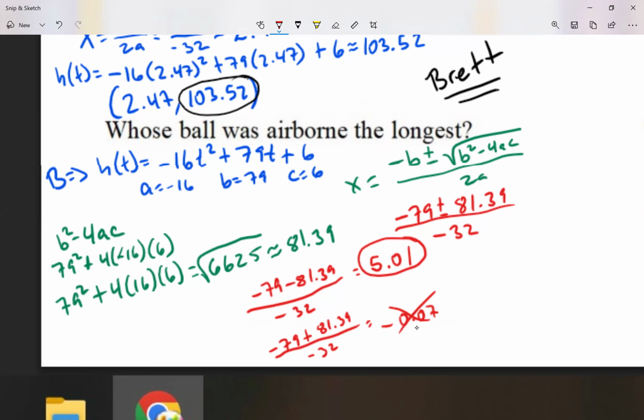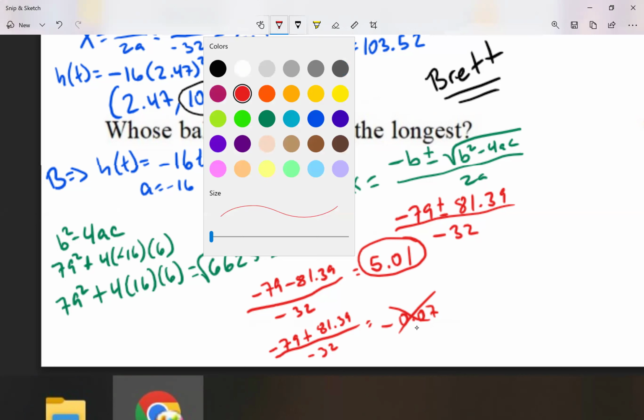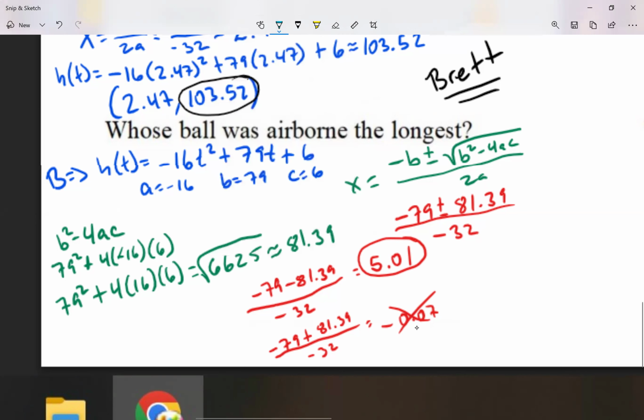Okay, now for Andre. Let me change this for Andre. Let me change this to light blue.